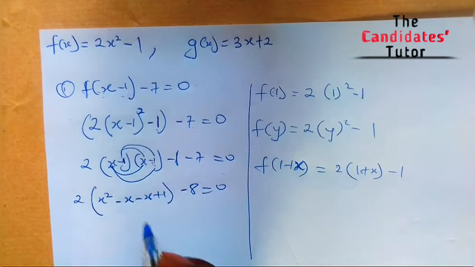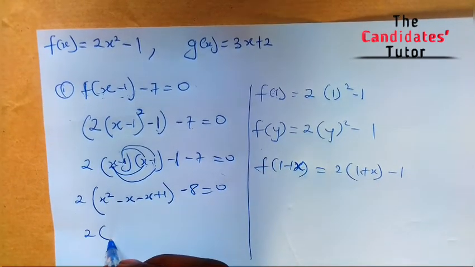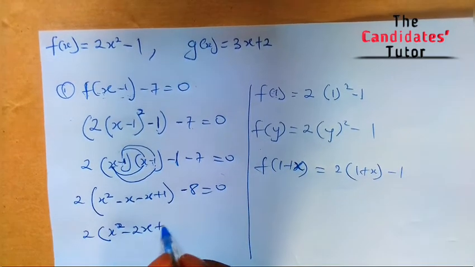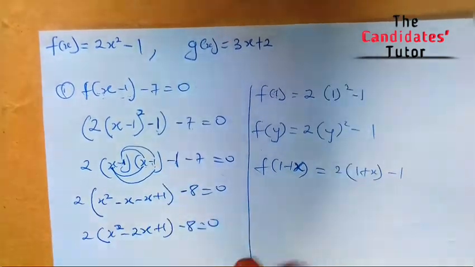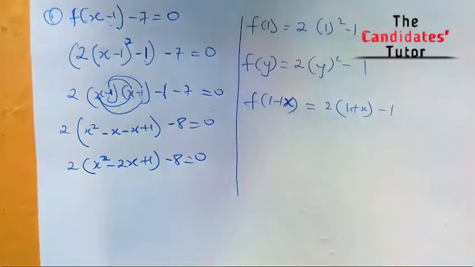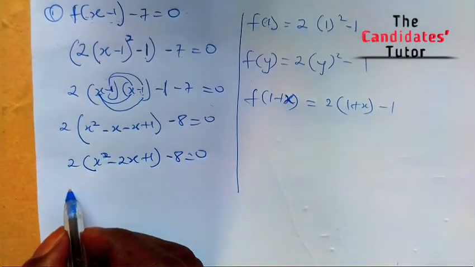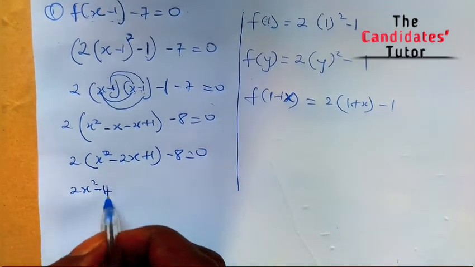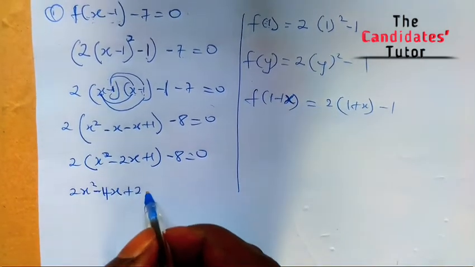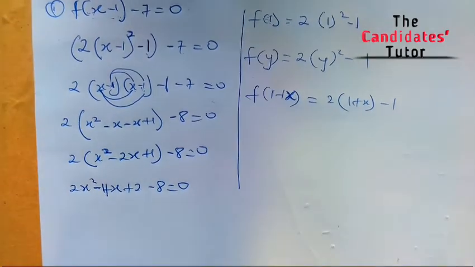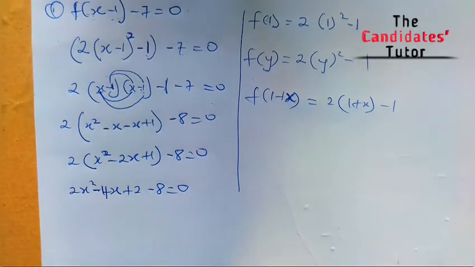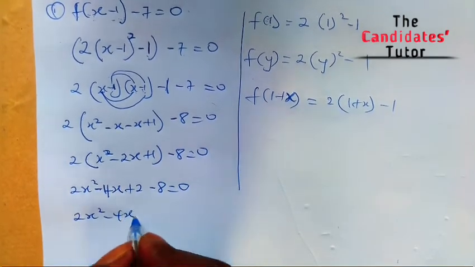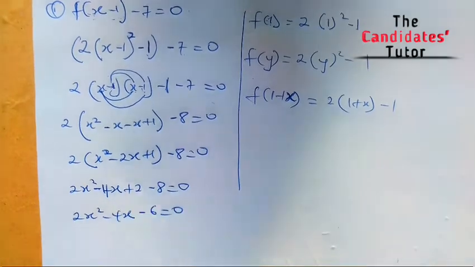Now we're going to solve what's in the bracket. So we are going to get 2 times x squared minus 2x plus 1 minus 8 equals 0. Now let's expand this. We are going to have 2x squared minus 4x plus 2 minus 8 is equal to 0. I hope you are following. Then we can now solve and get 2x squared minus 4x minus 6 equals 0.